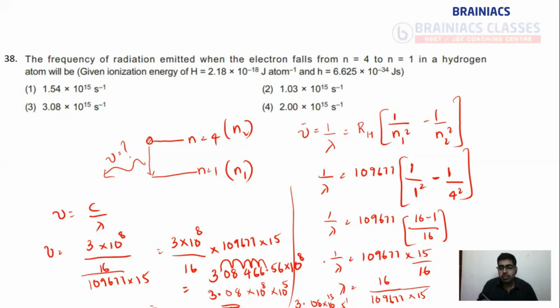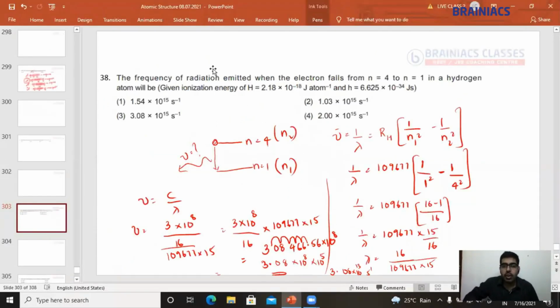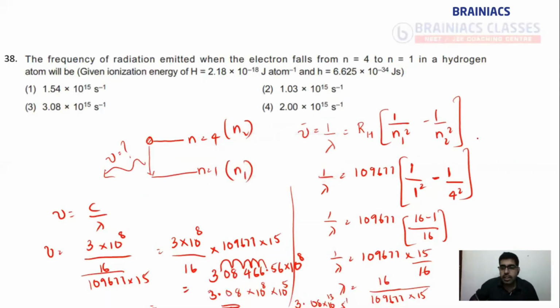Now there is one small mistake here. We got this in centimeter inverse. Sorry, I forgot to write that. So first we have to convert this into meter inverse. How to convert centimeter inverse to meter inverse? Multiplying with 10 raised to minus 2. So you have to multiply with 10 raised to minus 2, and you'll get meter inverse.